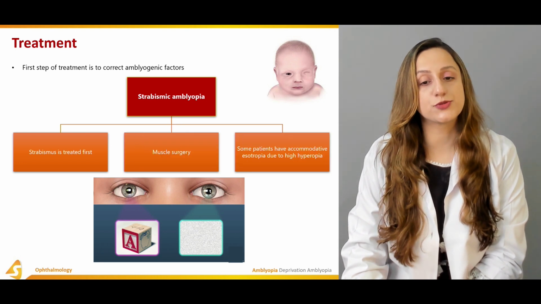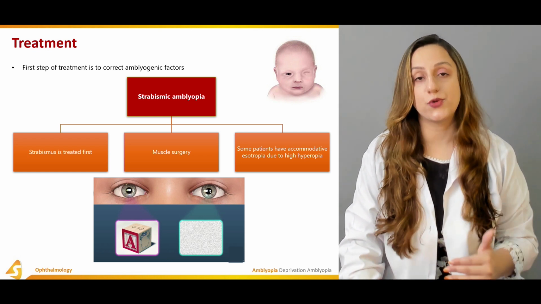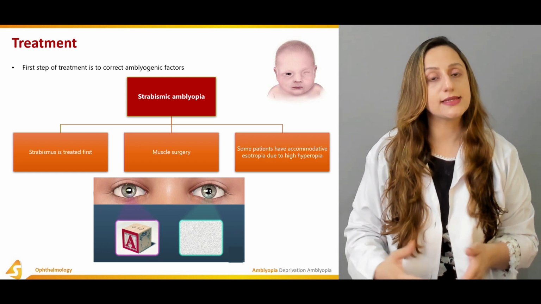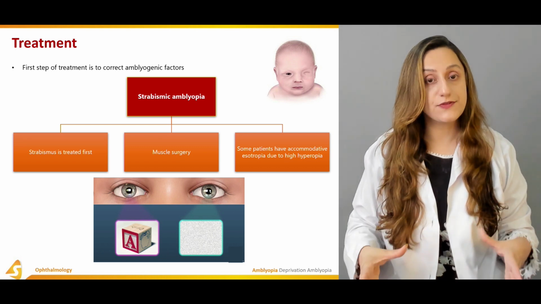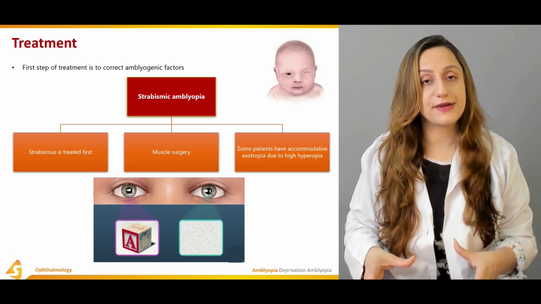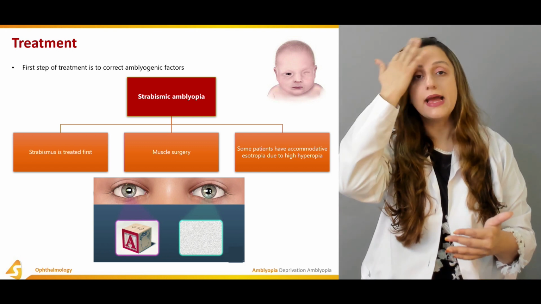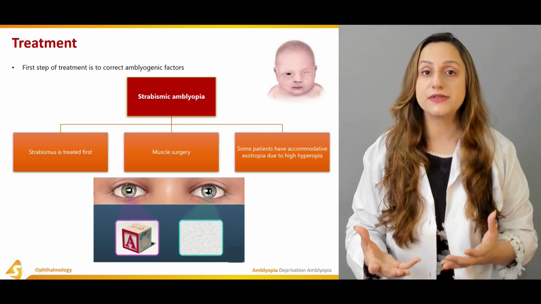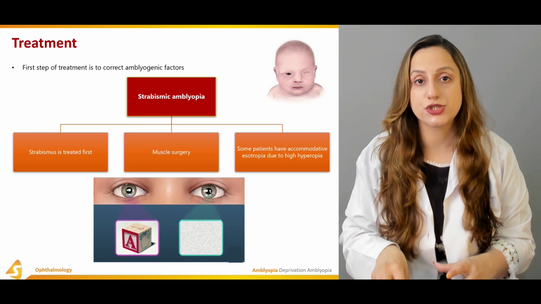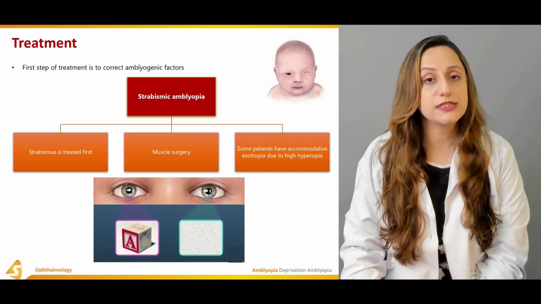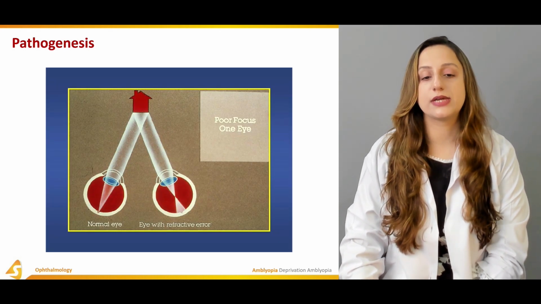Muscle surgery is one of the options over here, and some patients have accommodative esotropia due to hyperopia. So it's very important to know that sometimes the child is suffering from a very high refractive error, and this is itself resulting in the strabismus in the child. When you correct this very high refractive error, it would in itself correct the strabismus, and there will be no need for surgery in this particular case. So this is the pathogenesis over here.